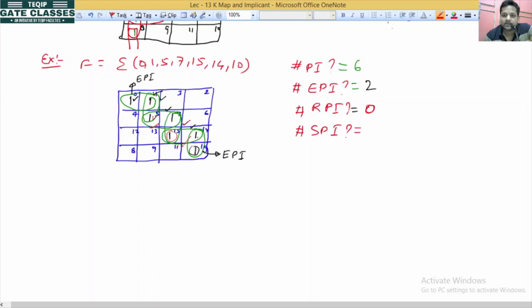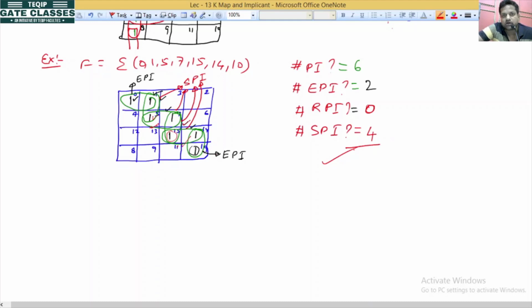Now SPI, neither EPI nor RPI. So EPI we have only 2. So the remaining 4, this one, this one, this one, and this one, these are all SPI, because SPI is neither EPI nor RPI. Okay? So it will be 4 only.